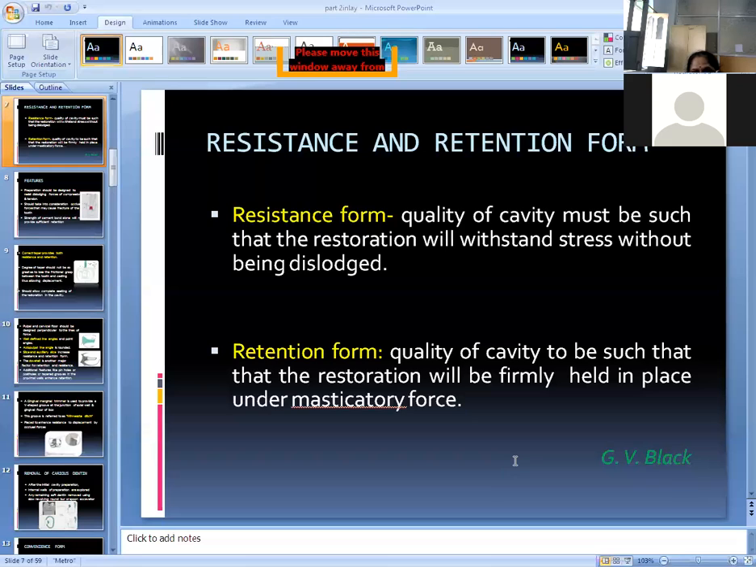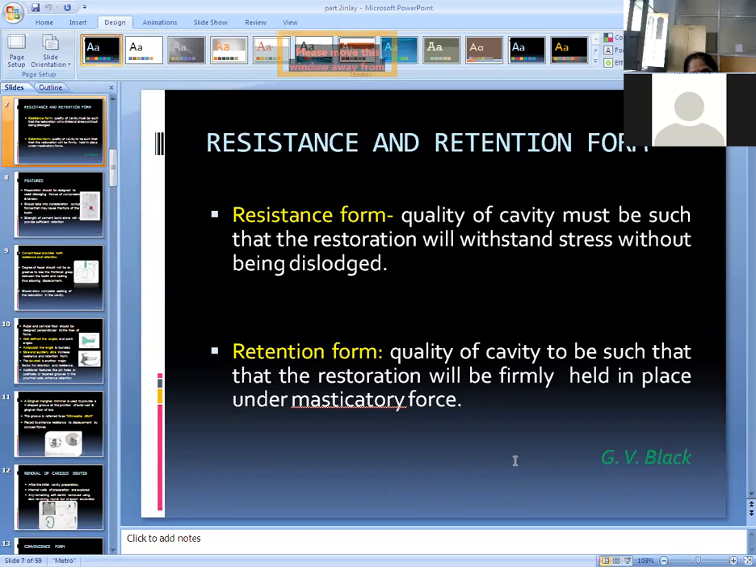So what is the resistance form? This is the force which avoids dislodgement. It is against the occlusal force, and dislodgement of the restoration is avoided. And what is the retention form? The restoration withstands the masticatory forces. It is so simple. The definition of resistance form: the quality of the cavity should be such that the restoration will withstand stresses without being dislodged. Without being dislodged means the restoration stays placed at its place and will not come out.